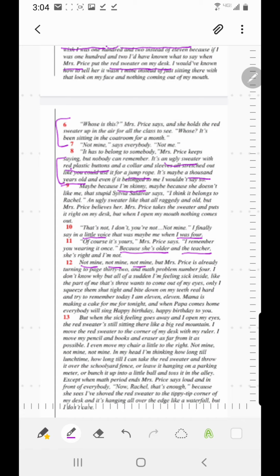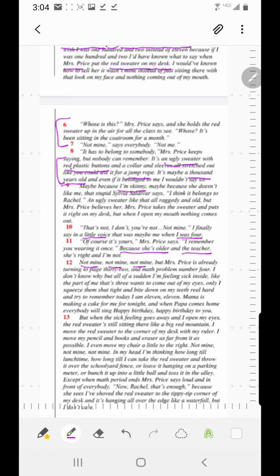It's basically almost like, think about a child having a tantrum and just screaming, not mine, not mine, not mine, not mine. That's probably what it sounded more like in her mind. But Miss Price is already turning to page 32 and math problem number 4. I don't know why, but all of a sudden I'm feeling sick inside. Like the part of me that's 3 wants to come out of my eyes.